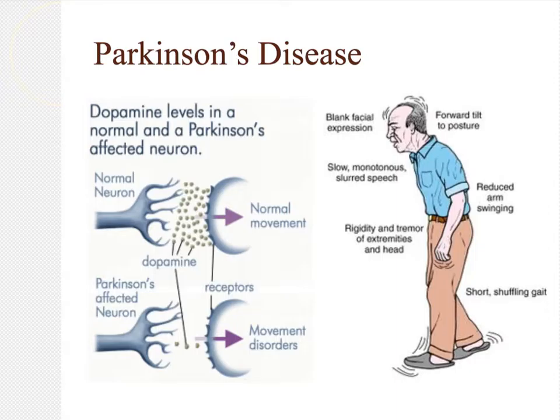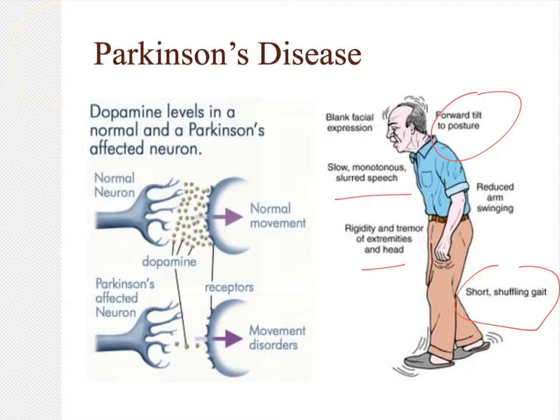Muscle rigidity that resists passive muscle stretching. Difficulty walking. As depicted here in this picture, they have a short shuffling gait. And they sort of lean a little bit forward, this forward tilt to the posture. Also, again, the rigidity and the tremors.